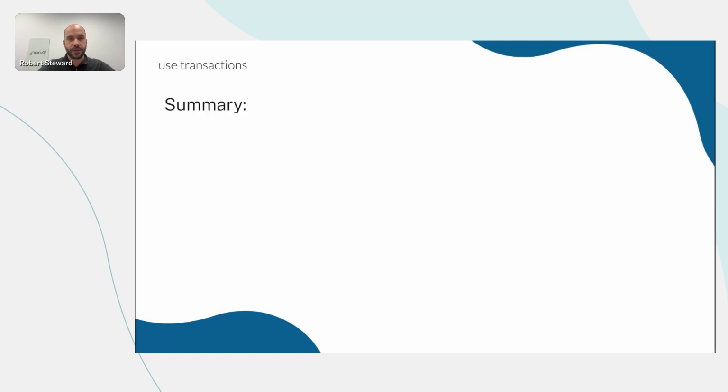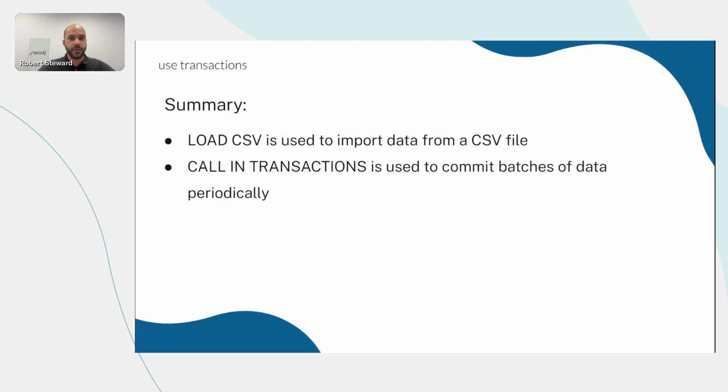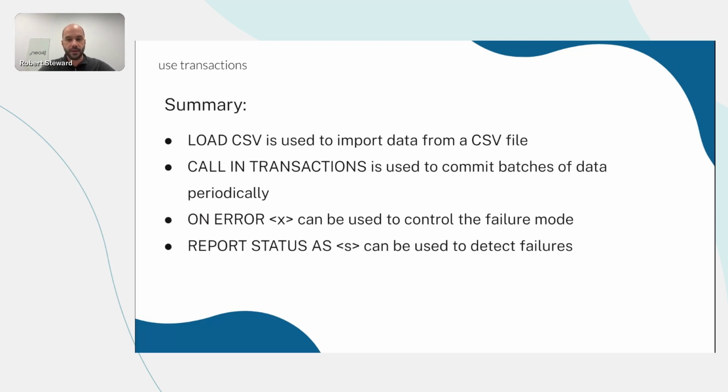So, to summarize, we use LOAD CSV to import data from a CSV file. We use CONCURRENT transactions to divide and conquer the input stream. We have a few options for ways to handle the errors that we see, and we have a way to detect and mitigate those errors.